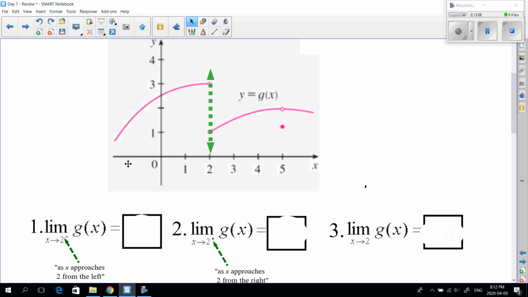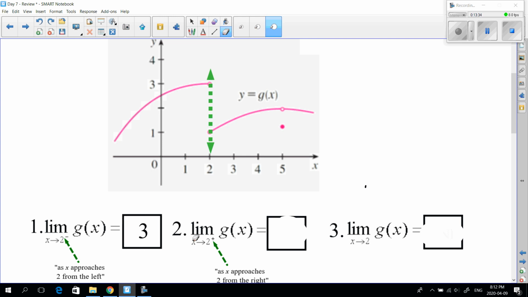Now, if I'm approaching from the left, I want to start on the left-hand side. So follow my cursor. I'm going to move towards an x value of 2, and when I hit the fence, stop, and just read the y value. So what's the y value right here? Well, the y value would be a height of 3. So as I approach 2 from the left, I'm arriving at a height of 3. So the answer to this question should be 3.